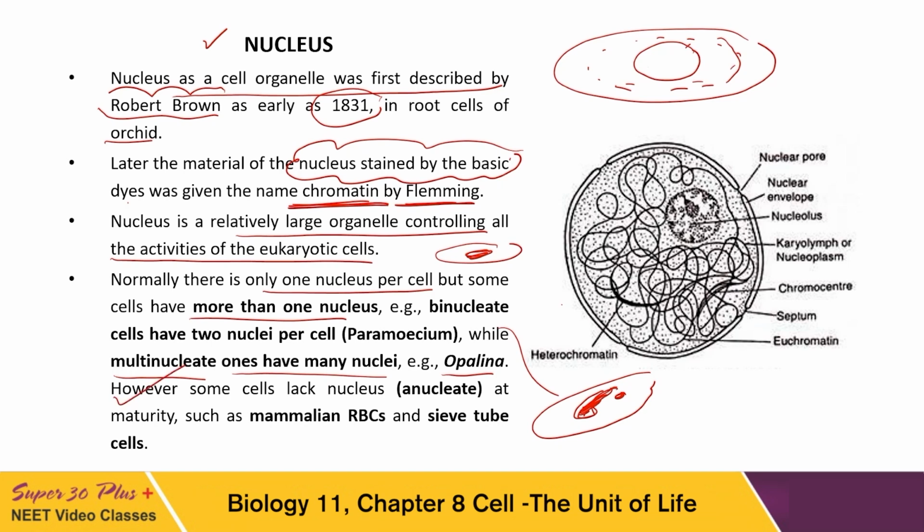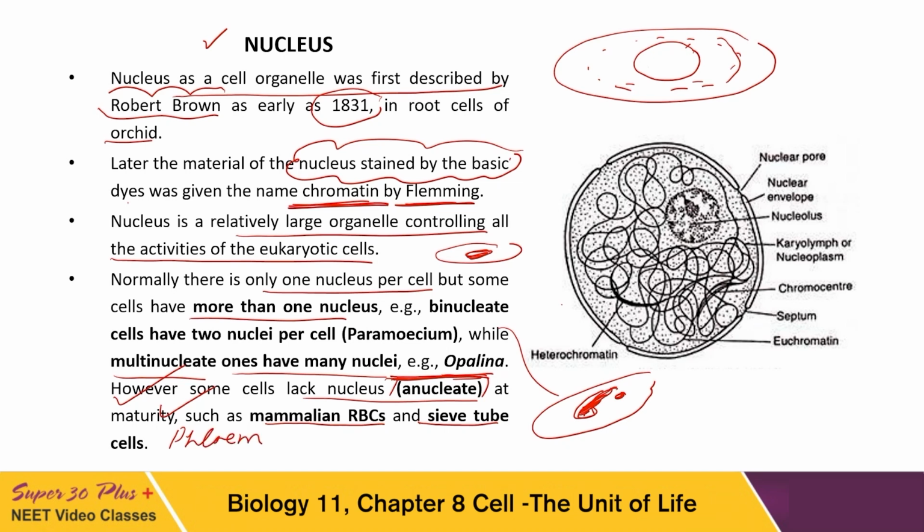Sometimes the nucleus is there, but during development it disappears. Then these cells, which lack a nucleus, are known as anucleate. Anucleate doesn't mean that the nucleus is absent since the beginning. The nucleus is lost at the time of maturity. That condition is known as anucleate. Examples are mammalian RBCs and sieve tube cells of plants, that is, of phloem. Right? Come to the next.